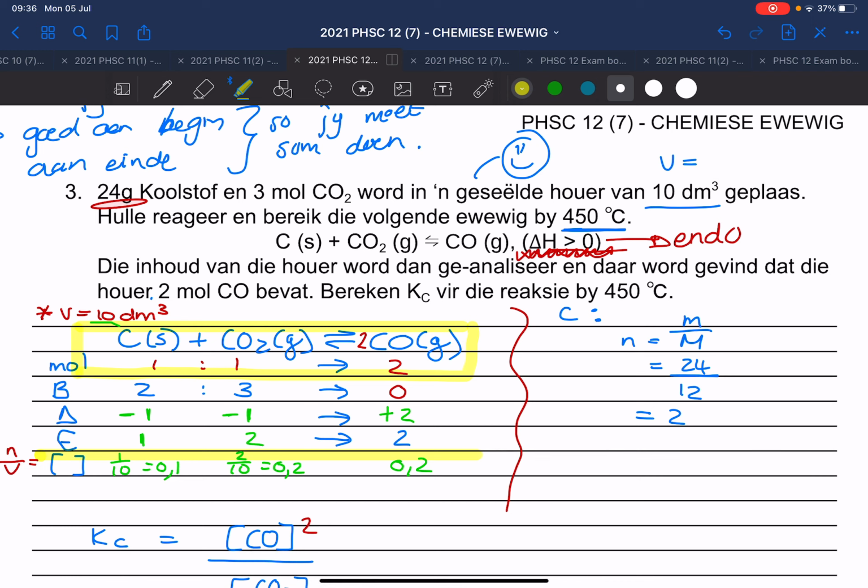Maar gaan ons net weer sê, if it's given to you like that, as dit so vir jou gegee word, en hulle gee vir jou die hitte van die reaksie, hier is groter as 0, the heat of the reaction is bigger than 0, that means it's endothermic. It means the forward reaction is endothermic. Okay? Omdat dit 'n omkeerbare reaksie is, because it's a reversible reaction, as die voorwaartse reaksie endothermic is, then the reverse reaction is exothermic. If the forward reaction is endothermic, then the reverse reaction is exothermic. Dis baie belangrik om te onthou. Okay?